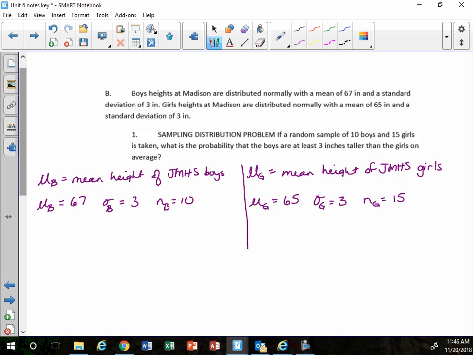Okay. We've done nothing yet with the last line in the problem here, asking about if boys are at least 3 inches taller than girls. That's going to come into play later. First, we're just writing down everything we know, okay? What do I need to do for both of these populations? Conditions, yes. So, conditions. Normality, it was stated, right? Population was normal.